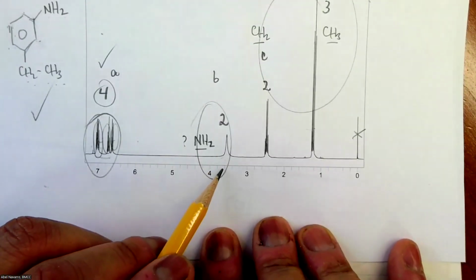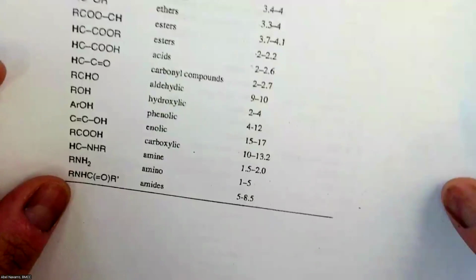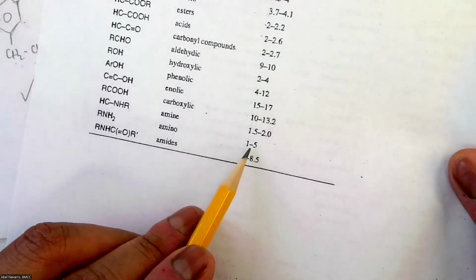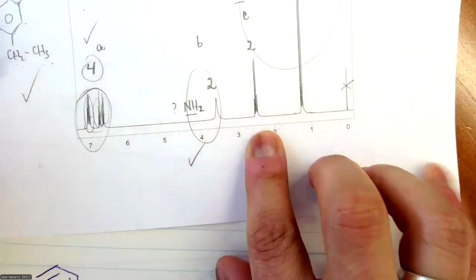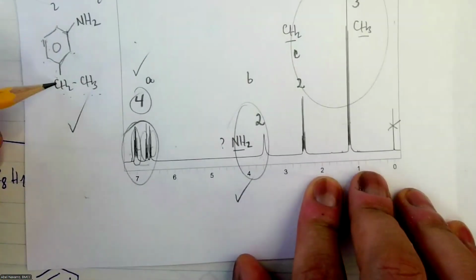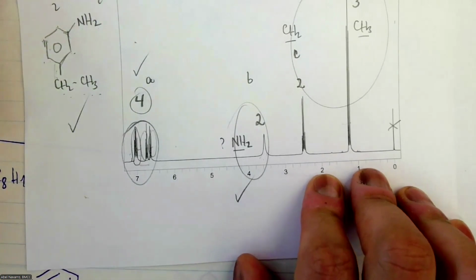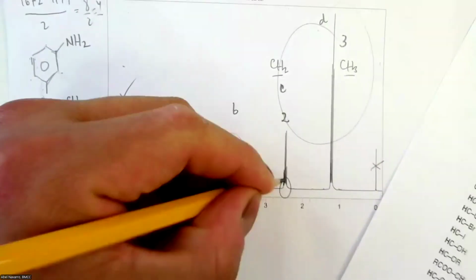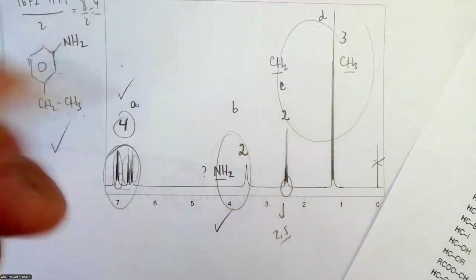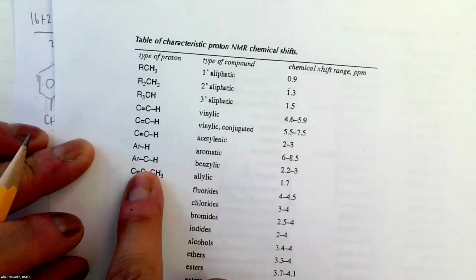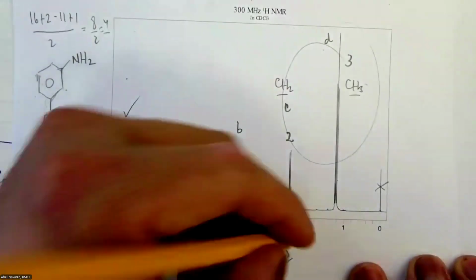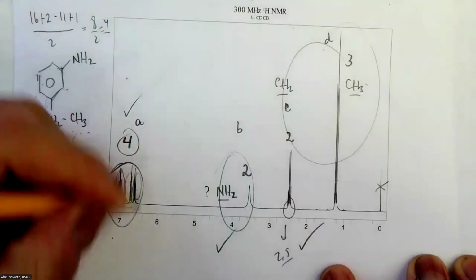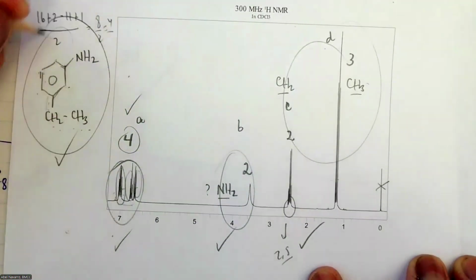Amino, 3 point something. Let's see. From 1 to 5. It works. The ethyl, this ethyl next to the benzene ring, that's a benzylic. Yes, it's a benzylic. This one I see 2.5. Does that work? Let's see. Benzylic from 2.2 to 3. So it works because it's 2.5. Perfect. Aromatic works. That's my structure.